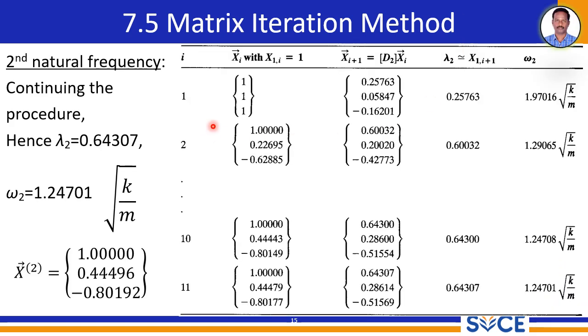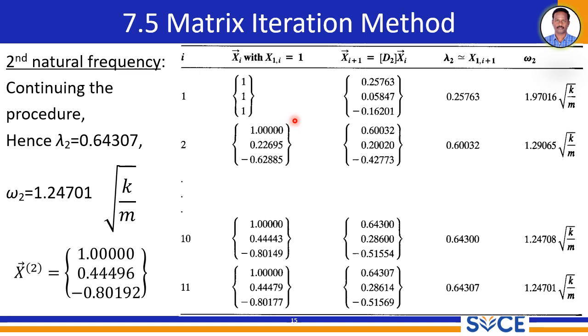Following the deflation process, we now apply the matrix iteration method to the deflated matrix D2. Here we are going to see how to find the second natural frequency using the iterations. Similar to how we found the first natural frequency, we start with the initial vector and iteratively multiply it by the deflated matrix and normalize it. In the first iteration with the deflated matrix, we start with the trial vector having all elements equal to 1.